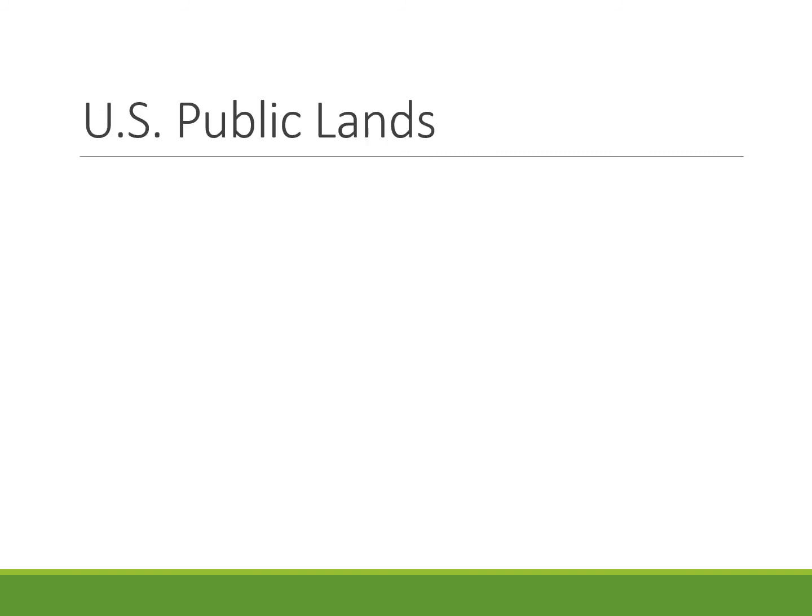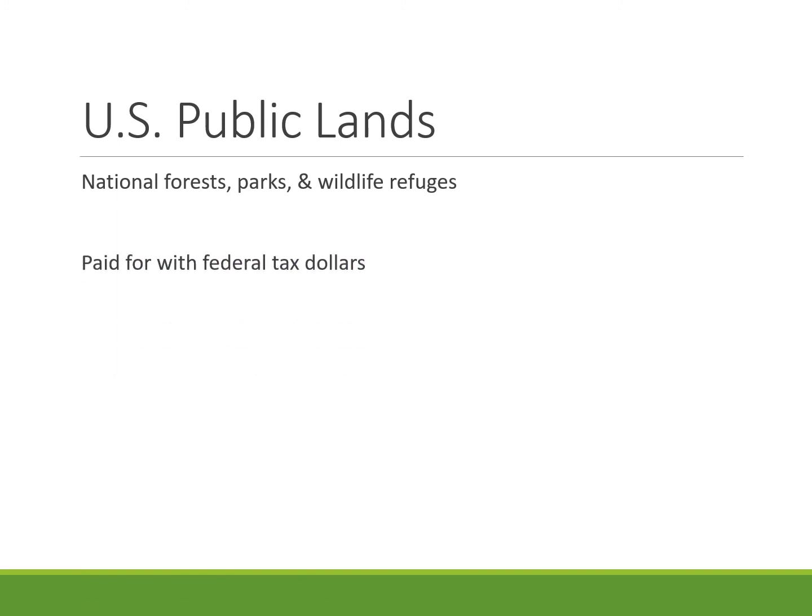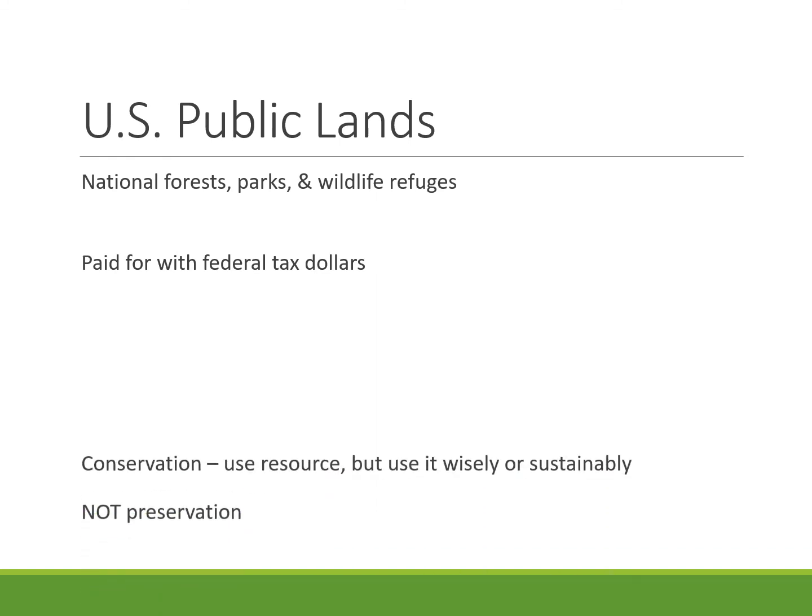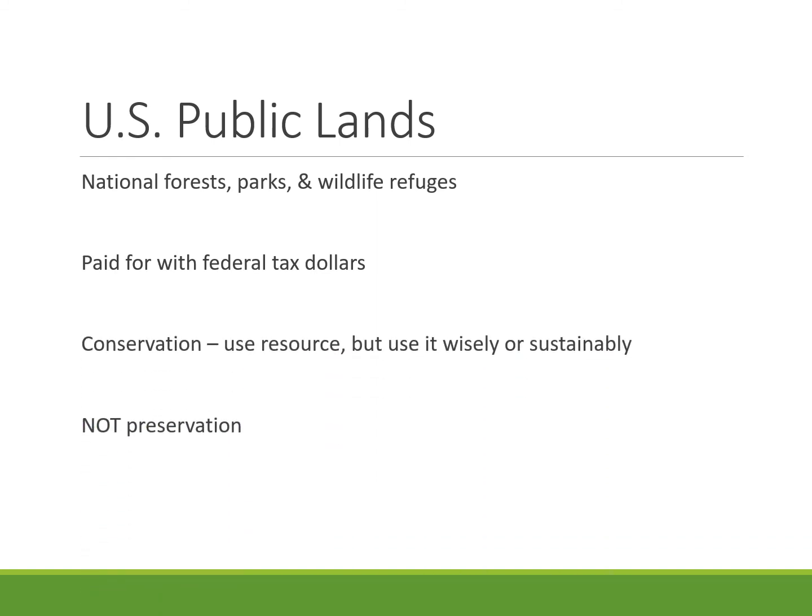In the United States, we do have public lands. We've got national forests, national parks, national wildlife refuges, and those could or do protect forested land. They're paid for with federal tax dollars, right? We pay taxes. That goes into managing and protecting these lands. These lands are about what's called conservation. So we can use them. So I can go and hike in a national park. I can camp there. I can use it, but we have to use it wisely.